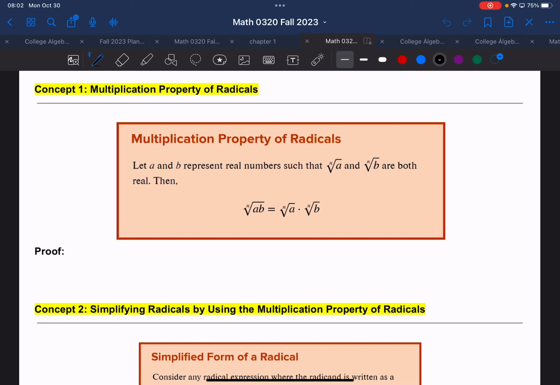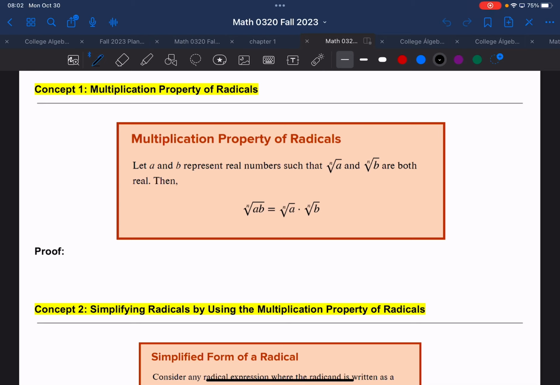So concept 1, multiplication properties of radicals. All this is saying is that if we have the radical of one number and it has the same root as the radical of a second number, we can combine them into one radical.